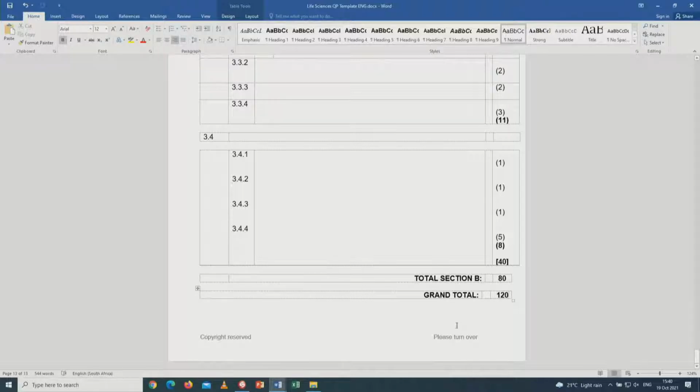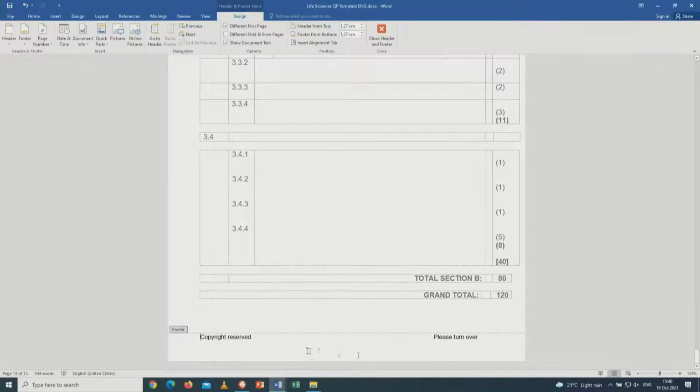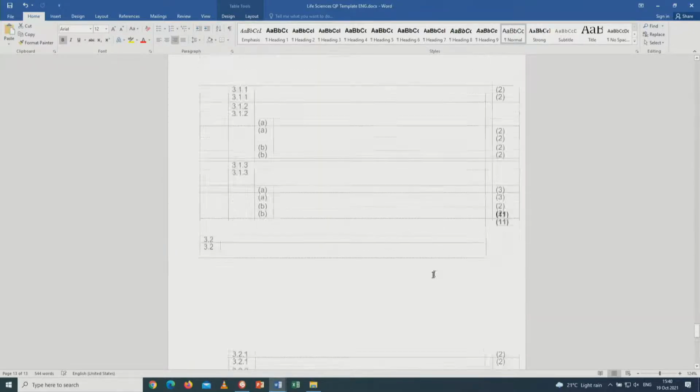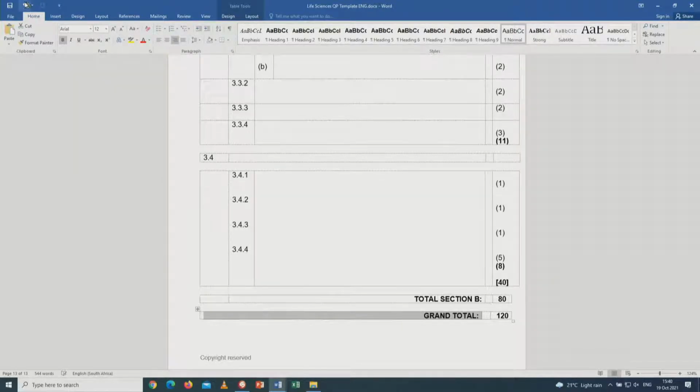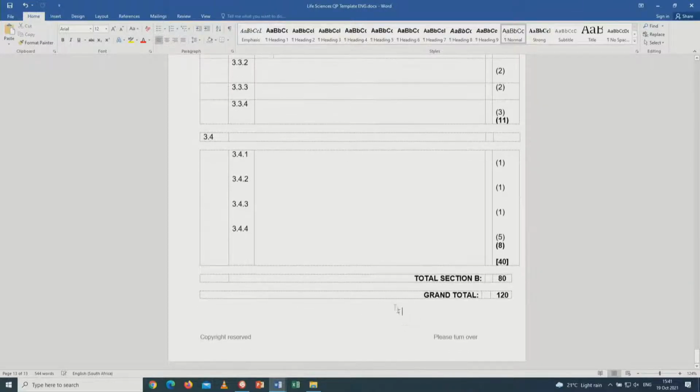Now there's an interesting thing. How do we remove this? Please turn over on the last page, because learners cannot turn the page again and again and again. They have to stop turning the page. The easiest way, there are different ways. The easiest way, remember now this is in the footer. So if I just delete it here, look what happens. If I delete it here, it's gone on all the other pages because it's a footer. So let me undo that so that it comes back. Please turn over. I just want to remove it on the last page.